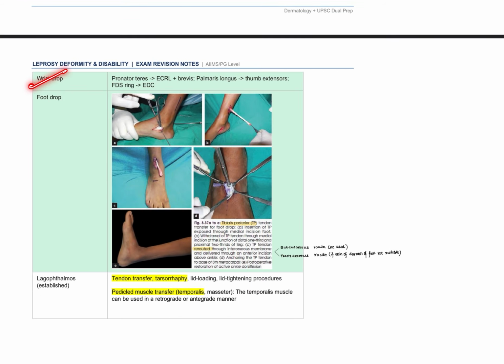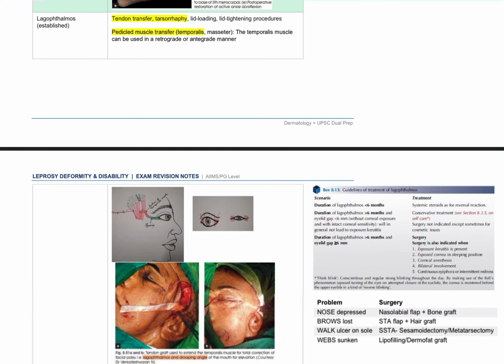Then for wrist drop, we have discussed the three muscles and what they work. And in foot drop, the tibialis posterior is taken out and then rerouted. It can be rerouted via subcutaneous route or via the transverse route, and then it is inserted at tibialis anterior for dorsiflexion. Then for lagophthalmos, the surgeries can be tarsorrhaphy, which means that we can close the eyes, or tendon transfer or pedicle muscle transfer.